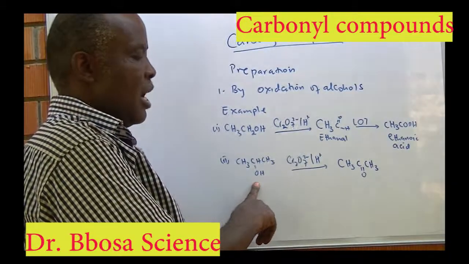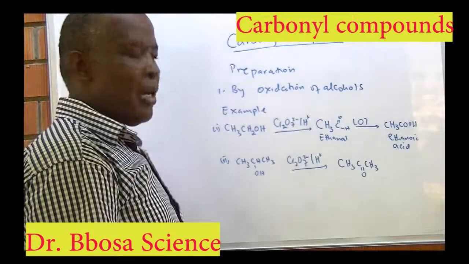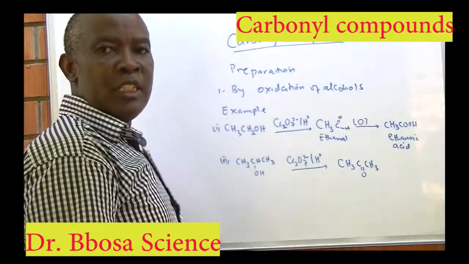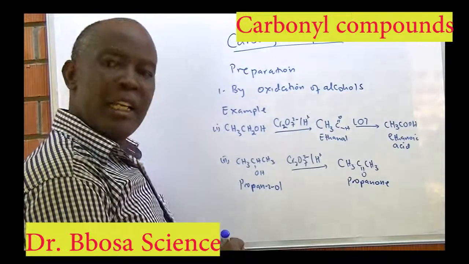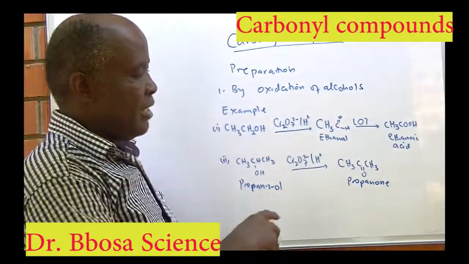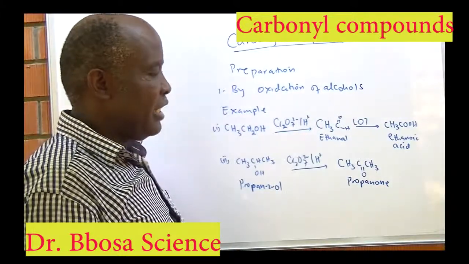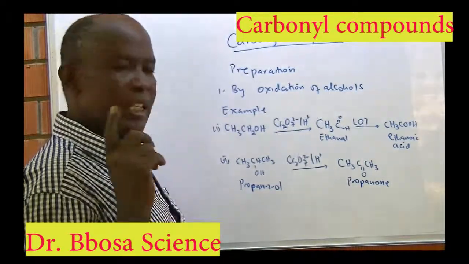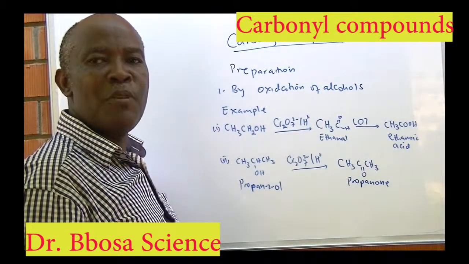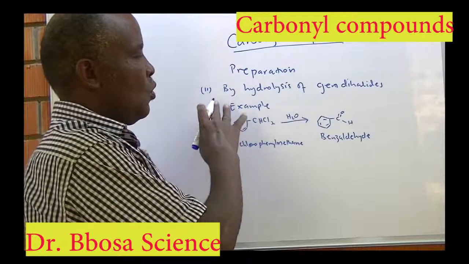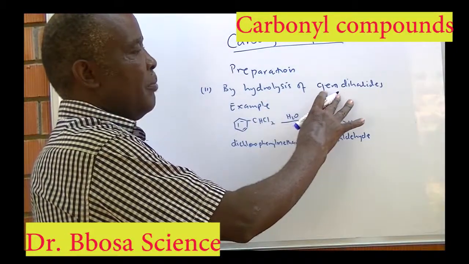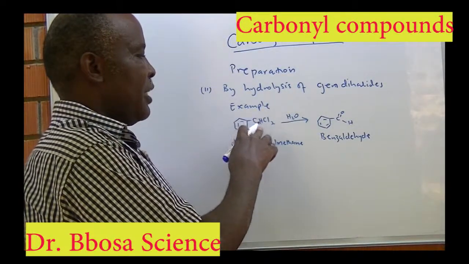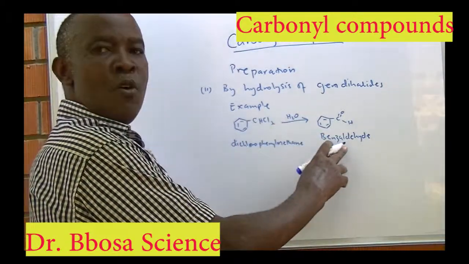Secondary alcohols are oxidized by potassium dichromate to ketones. Here there's no further oxidation. We saw that tertiary alcohols are not easily oxidized by weak oxidizing agents such as acidified potassium dichromate, and this can be a basis of distinguishing primary and secondary alcohols from tertiary alcohols. 2. By hydrolysis of gem dihalides. For example, dichlorophenylmethane will be hydrolyzed to benzaldehyde.